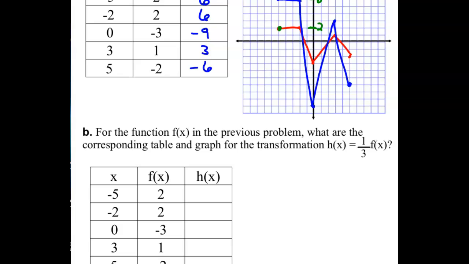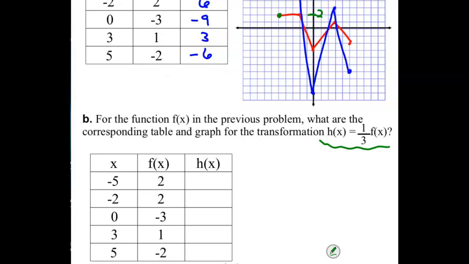All right. Now it says, for function f of x from the previous problem, what are the corresponding table and graph for the transformation h of x, where h of x is 1/3 of f of x? So what is a 1/3? If we multiply everything by 1/3, what's going to happen to our graph? It's going to shrink. You can say vertical shrink, you can say vertical compression, doesn't matter to me. So we have to take all of these y values and make them 1/3 as tall.